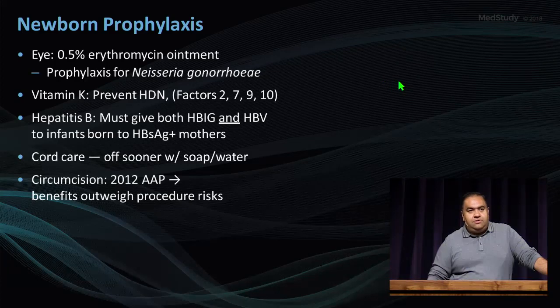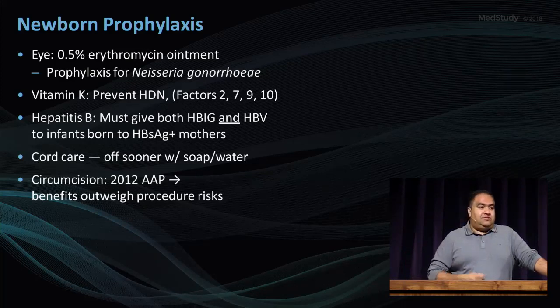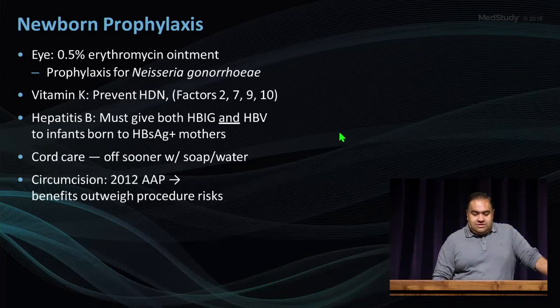Cord care: usually the umbilical cord takes about 2 weeks to fall off. Try to keep it as dry as possible, and clean with soap and water. Remember, if it stays on for a longer period of time, we worry about leukocyte adhesion deficiency. Otherwise, really try to keep it dry at the base, and hopefully it falls off without any problems.